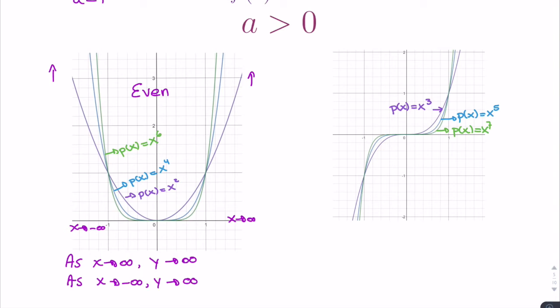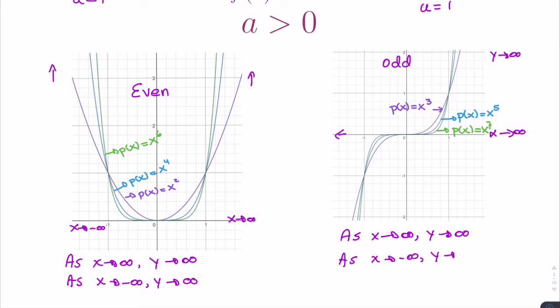In the same way, we see that if the powers are odd, then these are the graphs of the power functions for a equals 1. They all have the same end behavior. And again, if a is positive, the end behavior is not going to change. So we see that for all odd powers, as x approaches infinity, y approaches infinity, and as x approaches negative infinity, y approaches negative infinity. So we can describe the behavior of all power functions to an odd power for a bigger than 0 as x approaches infinity, y approaches infinity, and as x approaches negative infinity, y approaches negative infinity.